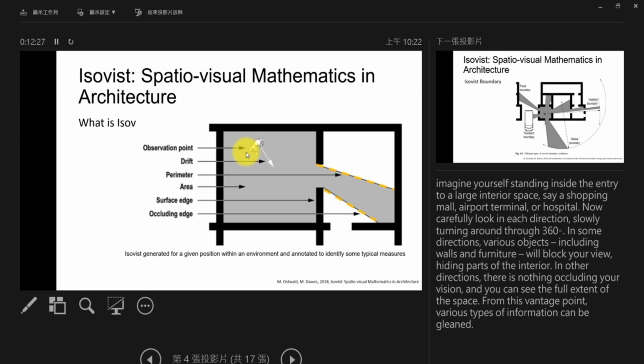And then when you look at the dotted yellowish line, it is called the osculating edge. I will explain it more later. It is also related with a sense of secure and mystery. You can analyze based on statistic purpose.